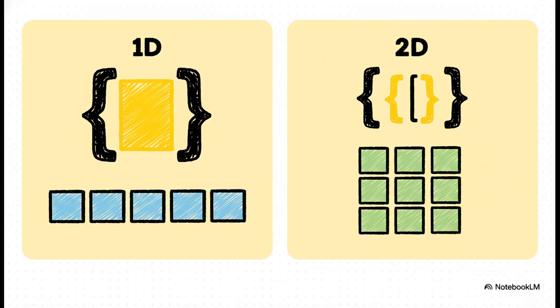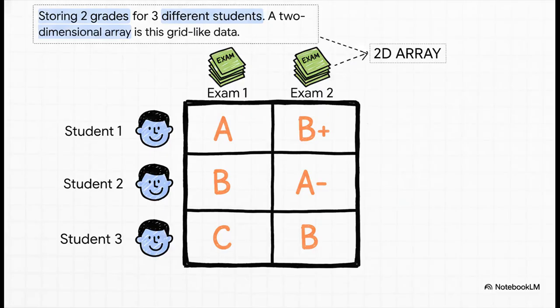A normal one-dimensional array uses one set of square brackets. That represents a single list of things. But a two-dimensional array uses two sets of brackets. That small change transforms our simple list into a powerful matrix with both rows and columns, just like you'd see in a spreadsheet. Here's a perfect real-world example.